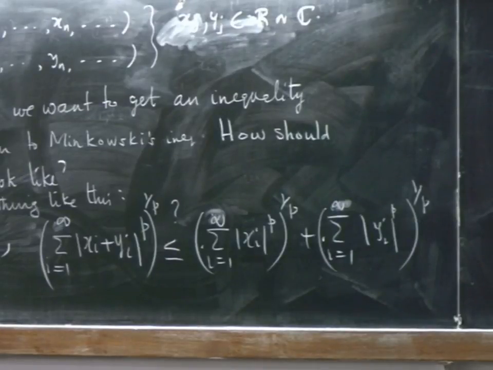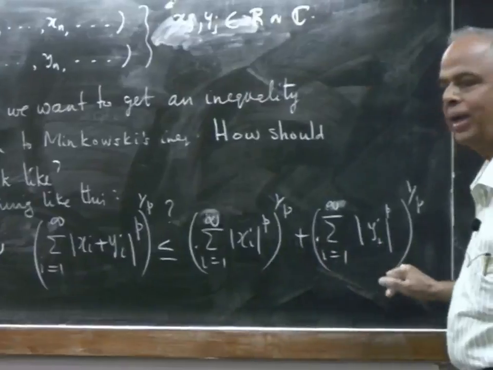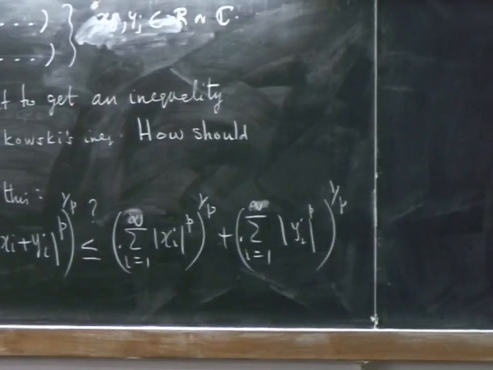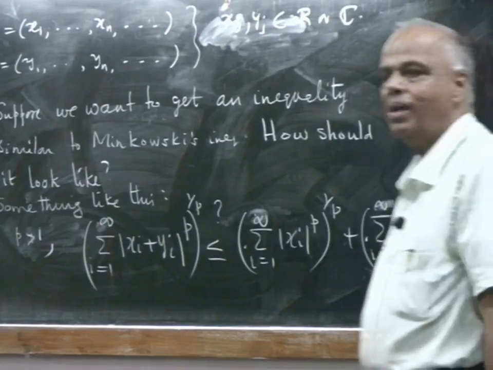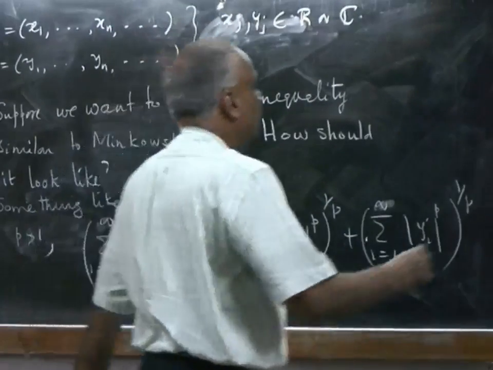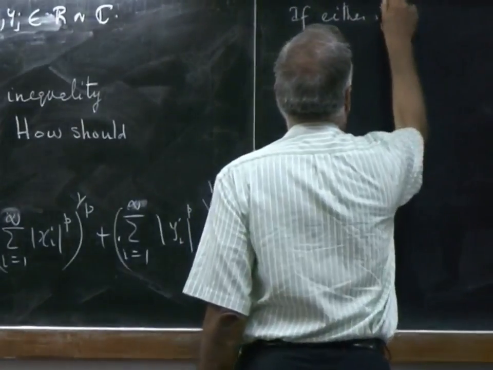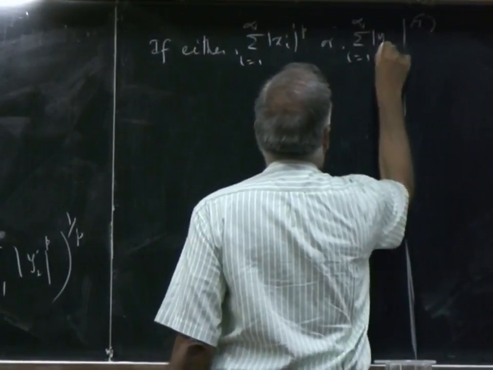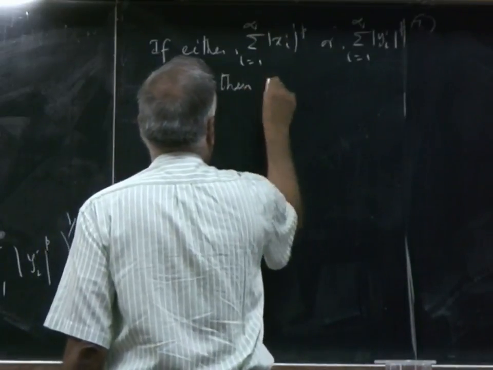So we have to worry: if one of these sums is infinite, there is really nothing to prove. The right hand side is infinite, less than infinite, not a big deal. So the non-trivial case we have to worry about is when both of them are finite. So if either the summation i equal to 1 to infinity of mod x_i to the power of p or the summation i equal to 1 to infinity of mod y_i to the power of p is infinity, then there is nothing to prove.